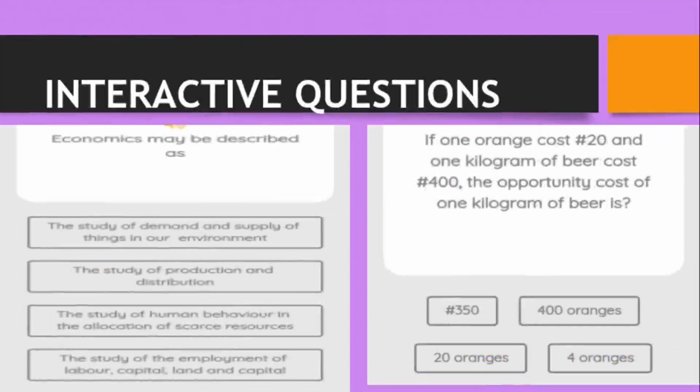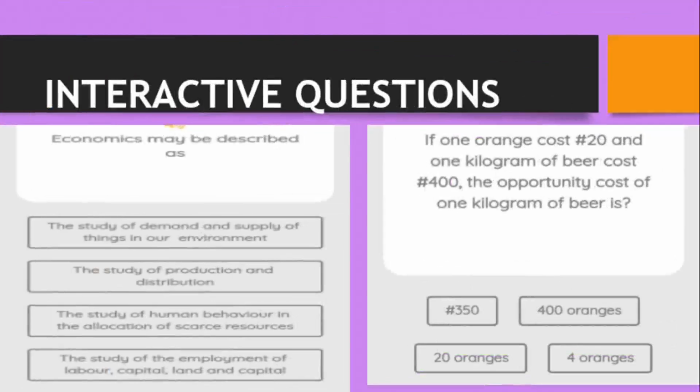Now, let's look at these interactive questions. First, economics may be defined or described as: the study of demand and supply of things in our environment, no; the study of production and distribution; the study of human behavior in the allocation of scarce resources, yes; the study of the employment of labor, capital, and land, no. So we say economics may be described as the third option, the study of human behavior in the allocation of scarce resources.